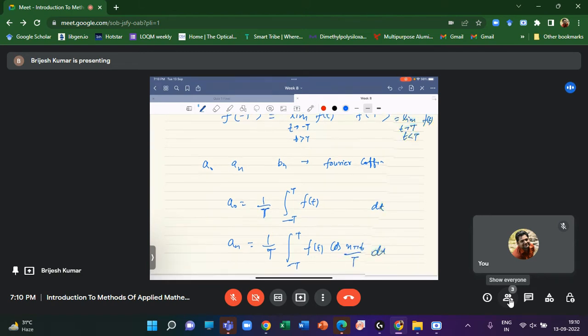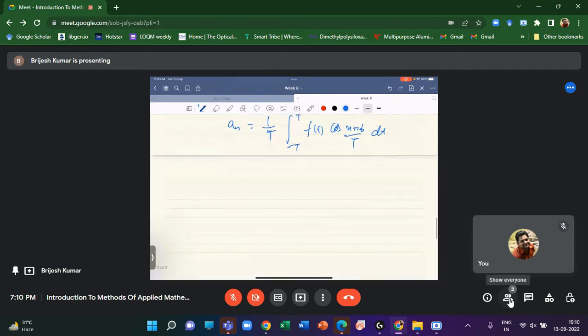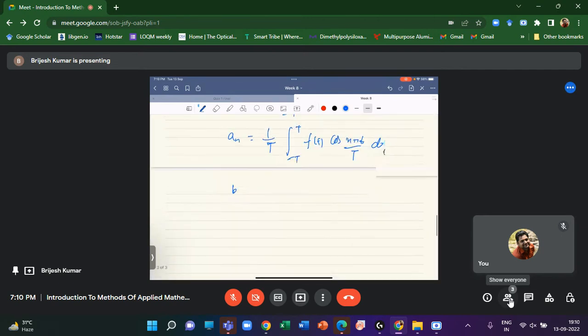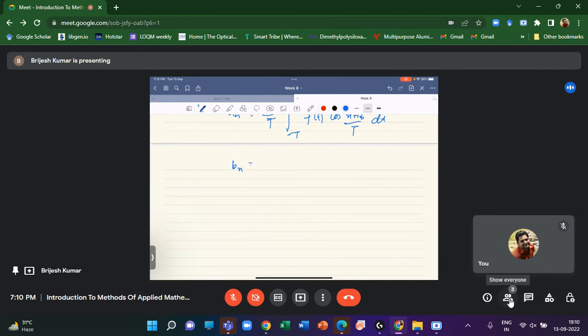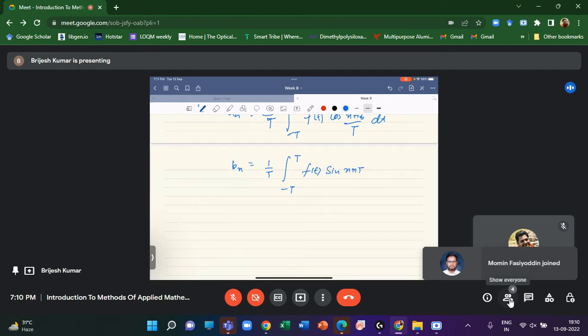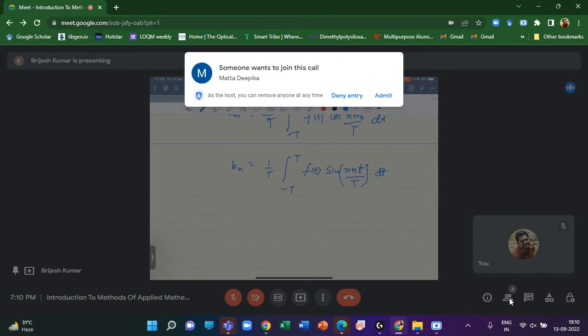Okay, and similarly this bn can be written as 1 by T, integral from minus T to T of f(t) sin(n pi t upon capital T) dt.